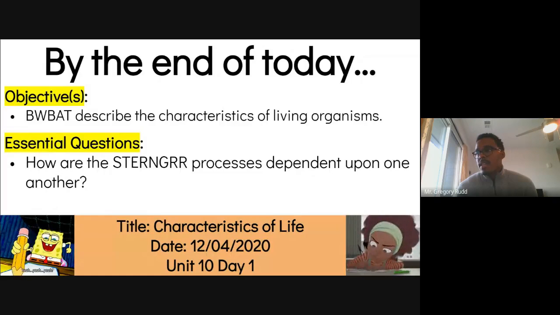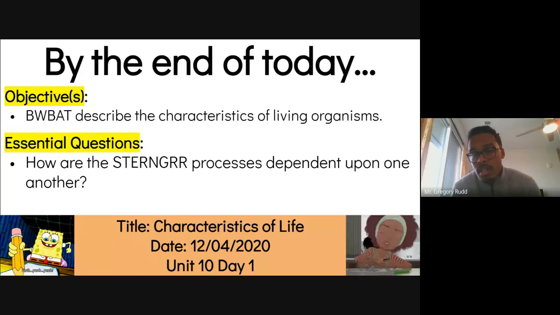The objective of today's lesson is to describe the characteristics of living organisms and the essential question, how are the STERNGRR processes dependent upon one another? So this is a concept that I promised way back in August we would be coming back to, because STERNGRR are the 8 essential life processes. And if you can really understand these 8 essential life processes, you're in a great place to do well on the test, because they do cover almost everything we've talked about this semester.